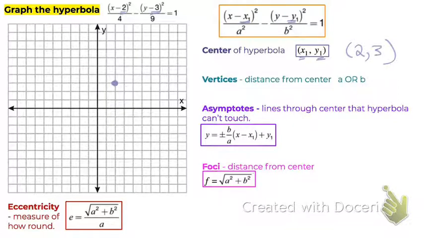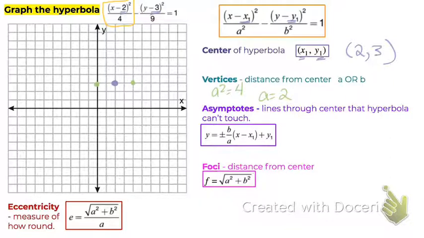Now you want to look at it and say, do I care about the a's or the b's for this one? And in this one as well, we're starting off with the x. The x is the one that's positive, so this one's going to open to the right and left as well. So we just care about the vertices, which is going to be what a is. So if a squared is 4, a is 2. So I'm going to go 2 units to the right of my center and to the left of my center.